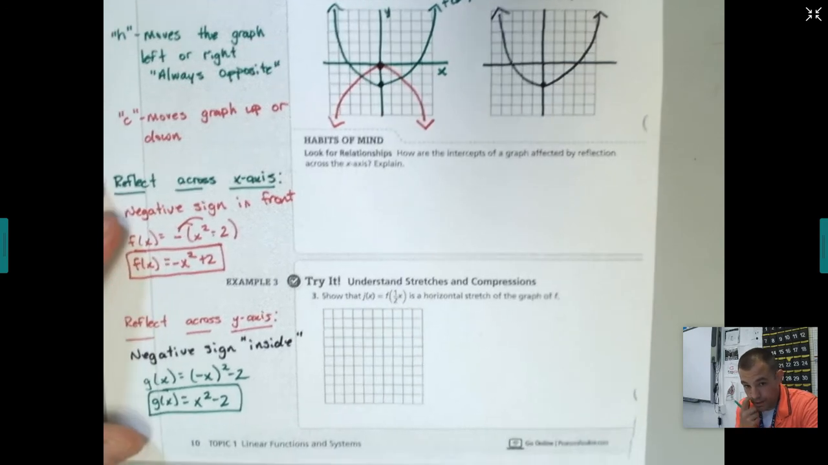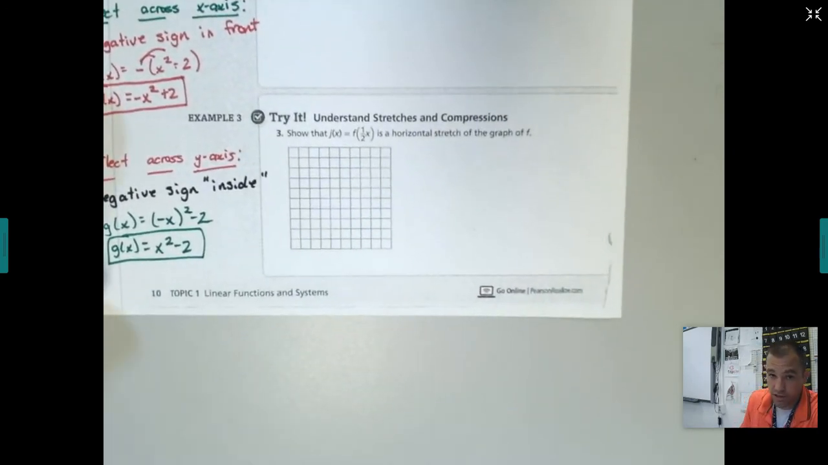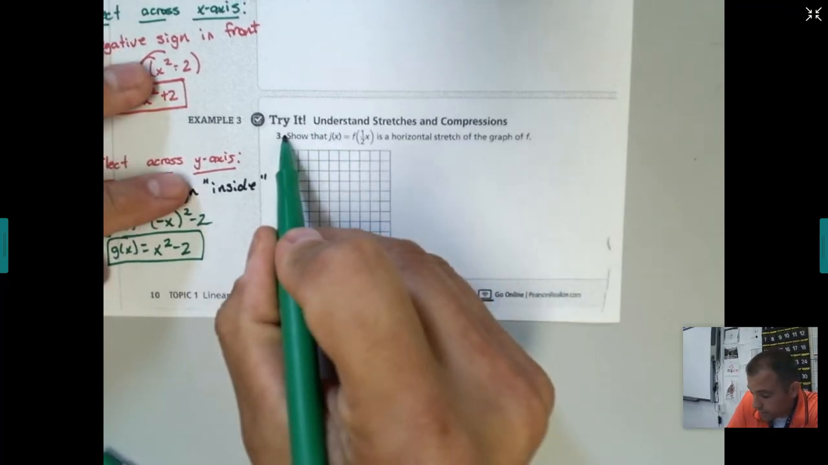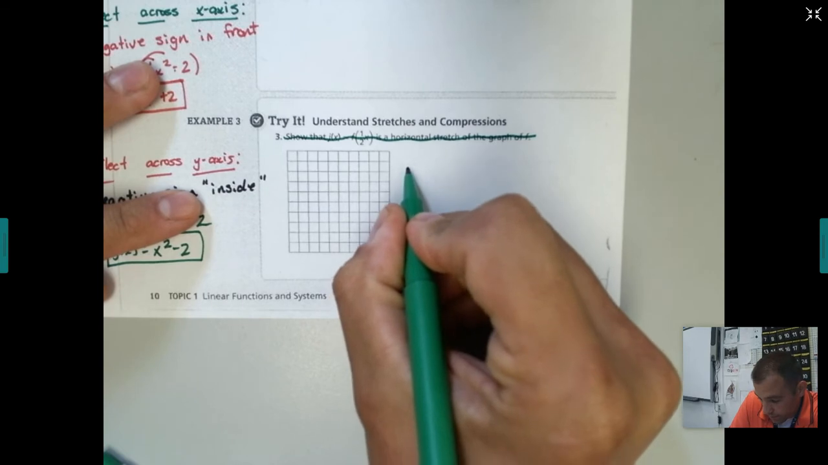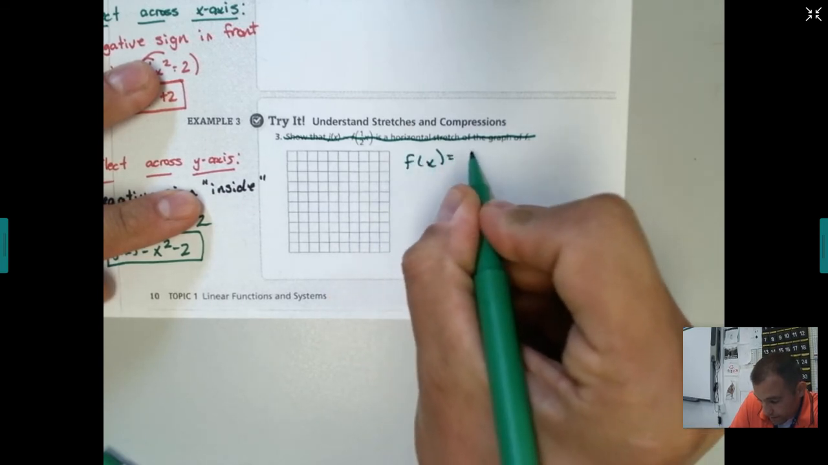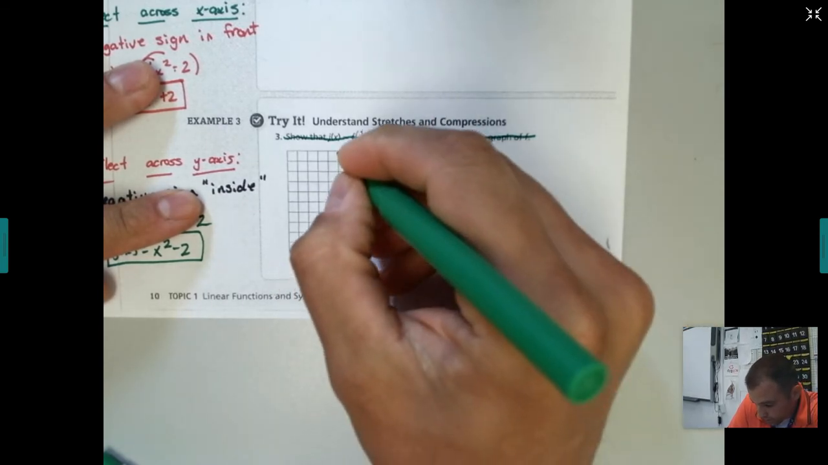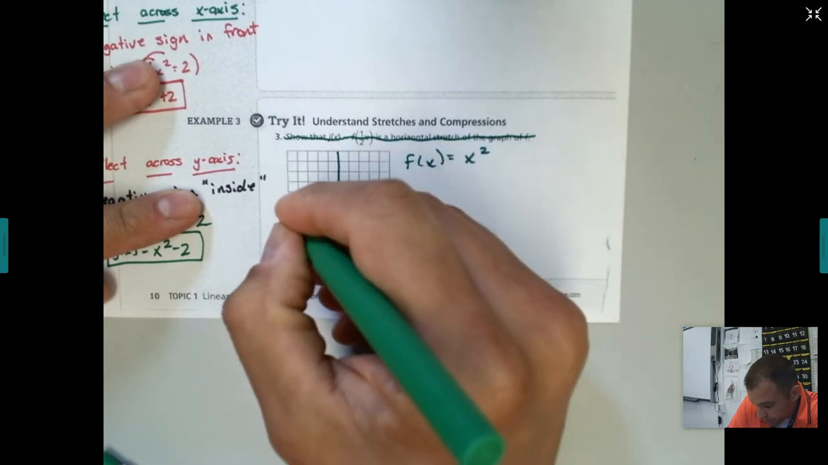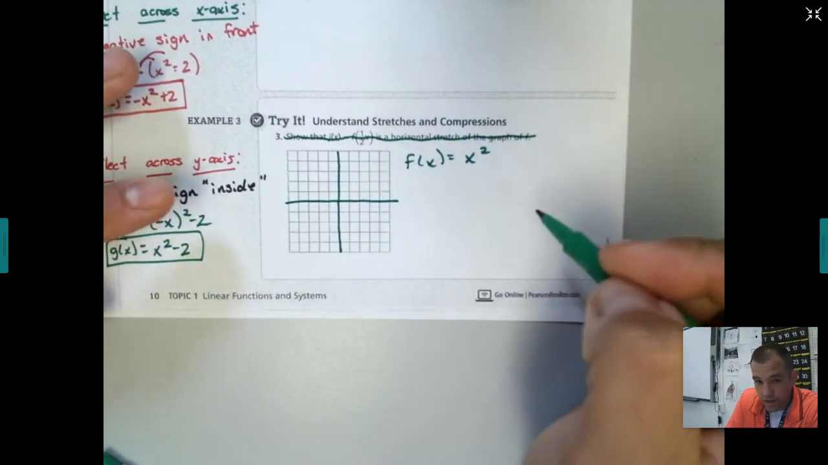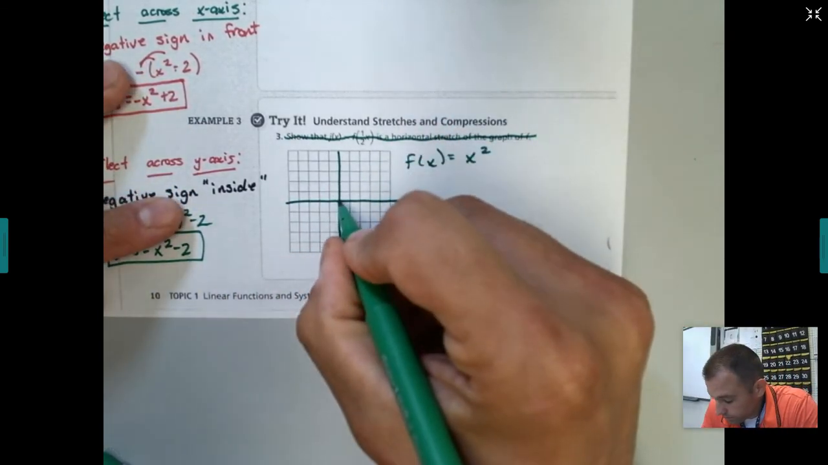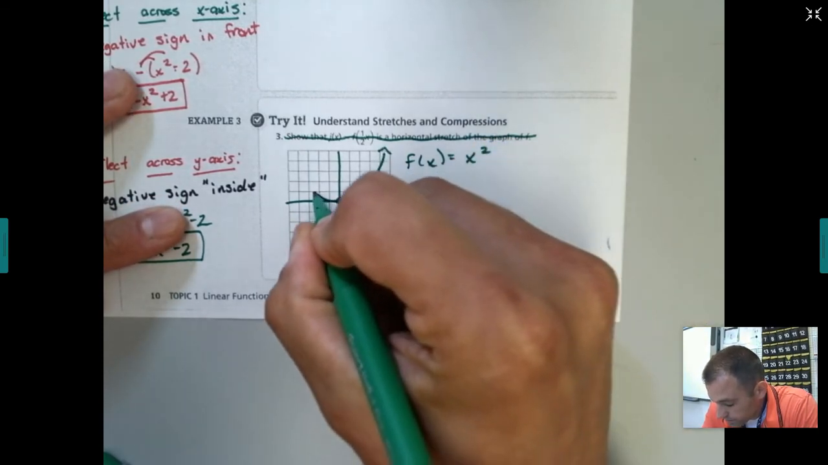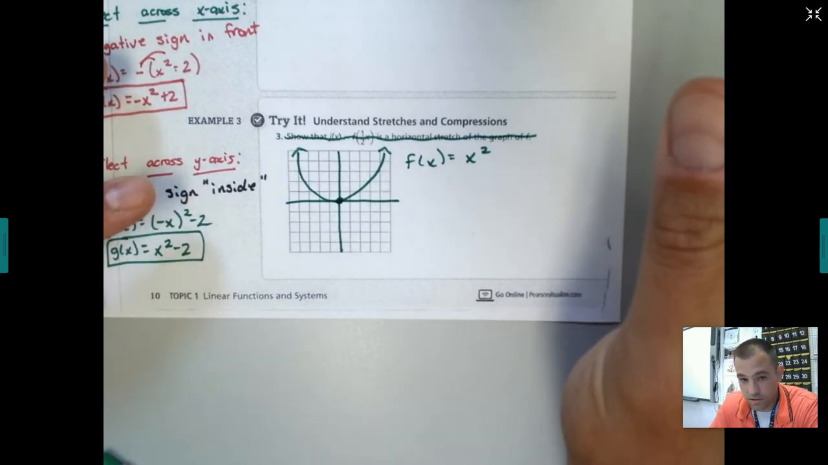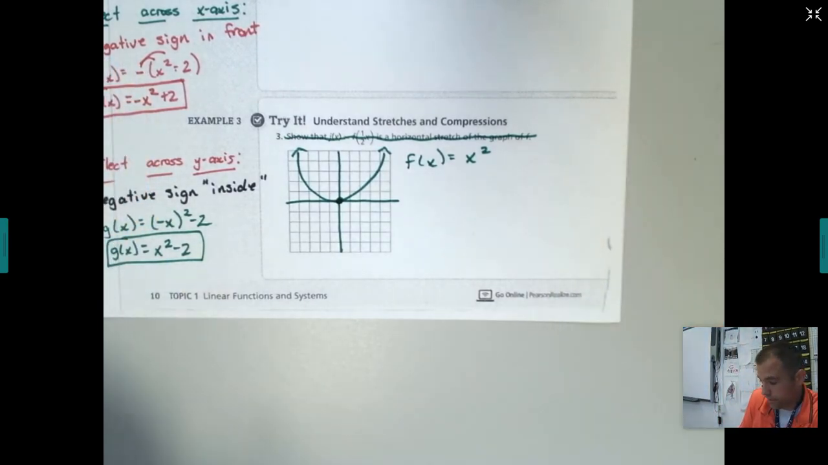All right, let's look down here at example 3. Understand stretches and compressions. Again, we're going to change these directions around a little bit. I'm just going to give you an idea of what the graphs would look like. So let's say that I gave you a graph f of x that was x squared. So I wanted you to just graph x squared, okay? So x squared starts at the origin, and then it's just kind of a U shape. Now this isn't going to be perfect, because it's just a sketch, okay?